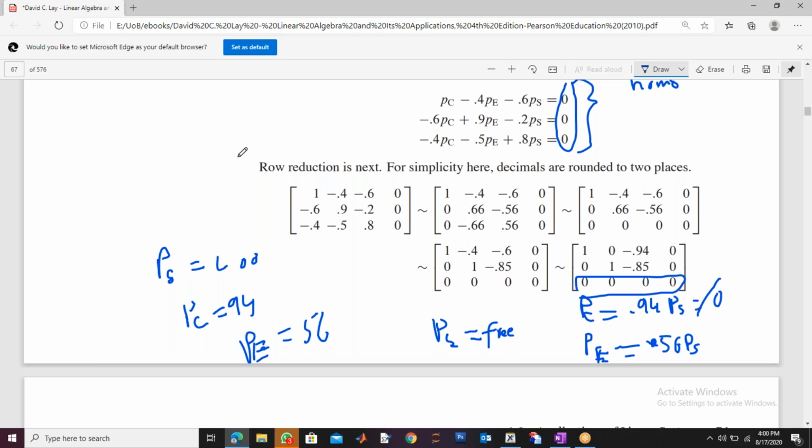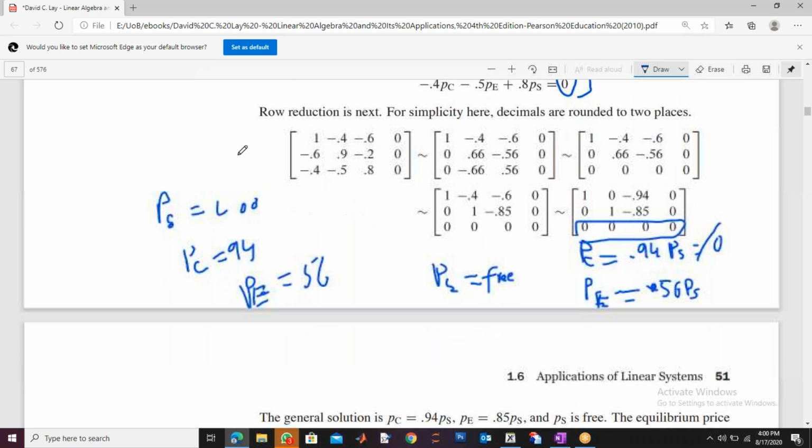If A inverse does not exist, it means we cannot use the inverse method. This is what we mean. If A inverse does not exist, we have to use row reduction, the Gauss-Jordan method, to find the solution. There may still be a solution.